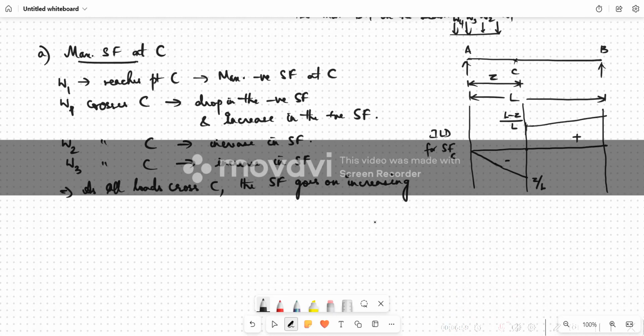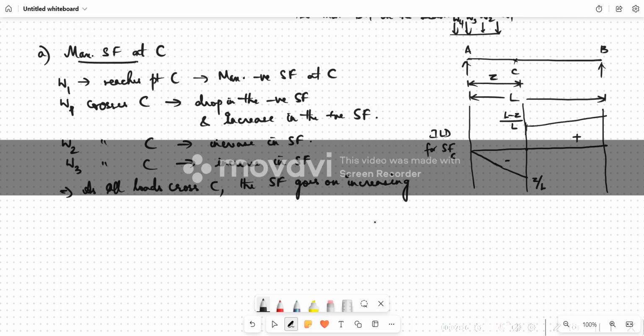So how to select the highest value? You have to check by positioning the loads such that two are to the right and two are to the left, and then check what positive or negative shear force you are getting, and report which one is the maximum that you can take as the maximum value.